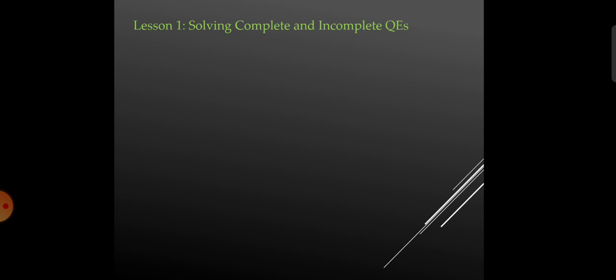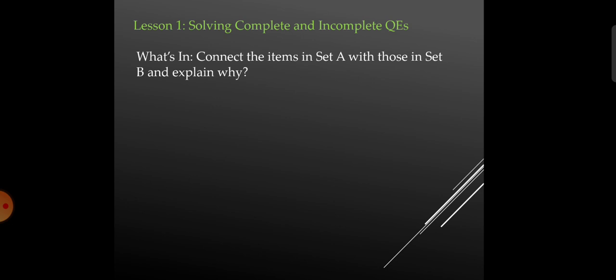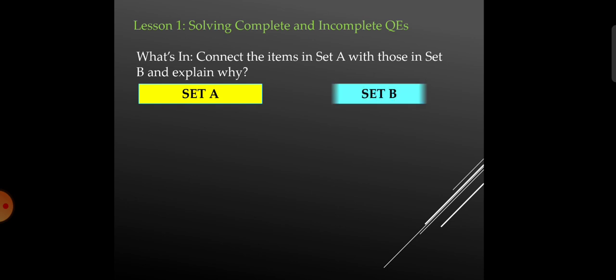So to start up, our lesson 1 entitled Solving Complete and Incomplete Quadratic Equations. So what's in? Our task is to connect the items from set A with those items in set B and explain why. So in set A, we have the following items.